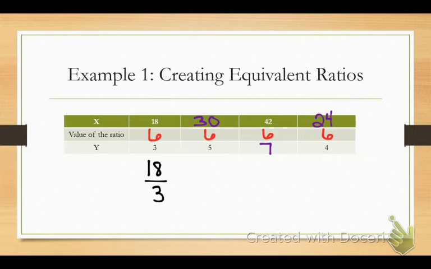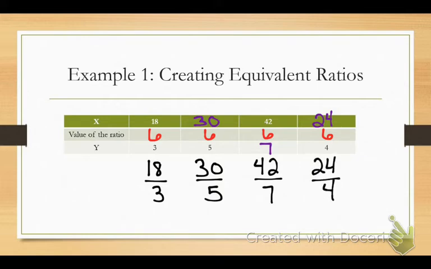All right, so what it wants you to do is to understand that what we've done here in this ratio table is we've created several ratios that are equivalent in value. All right, so now let's prove it. Go ahead and pull out each one of these ratios. 30 over 5, 42 over 7, and 24 over 4.